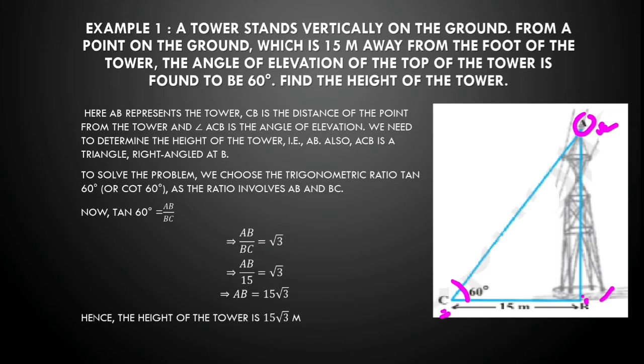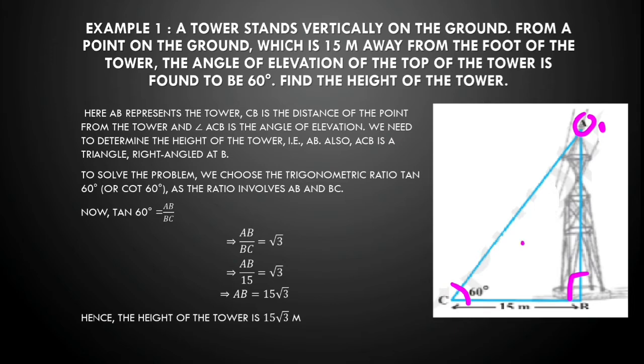If you look at this triangle ABC, since in the question it is given that the tower is vertical on the ground, this angle is 90 degrees. That means ABC is a right angle triangle, where CB is the distance of the point from the tower, ACB is the angle of elevation, and AB is the height of the tower.